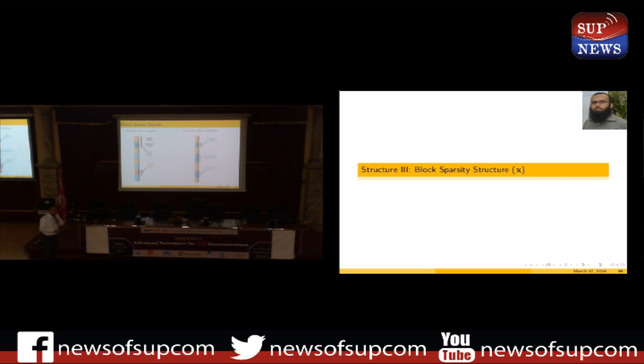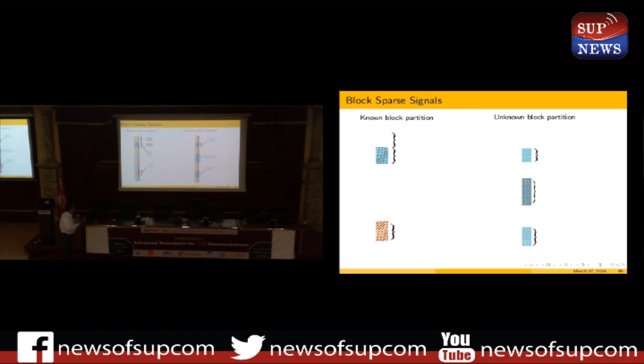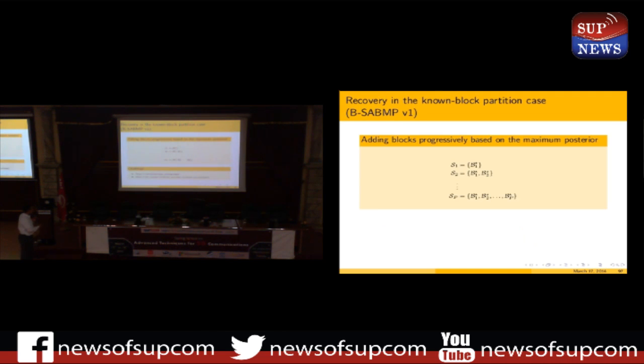So what we did is, remember the SAB-MP algorithm, the algorithm which is basically agnostic to the distribution of the sparse vector. We extended it to the block sparse case. In the block sparse case, the unknowns come in blocks. And because they come in blocks, they're easier to locate. So we extended our algorithm to the block sparse case. And this is how we perform.